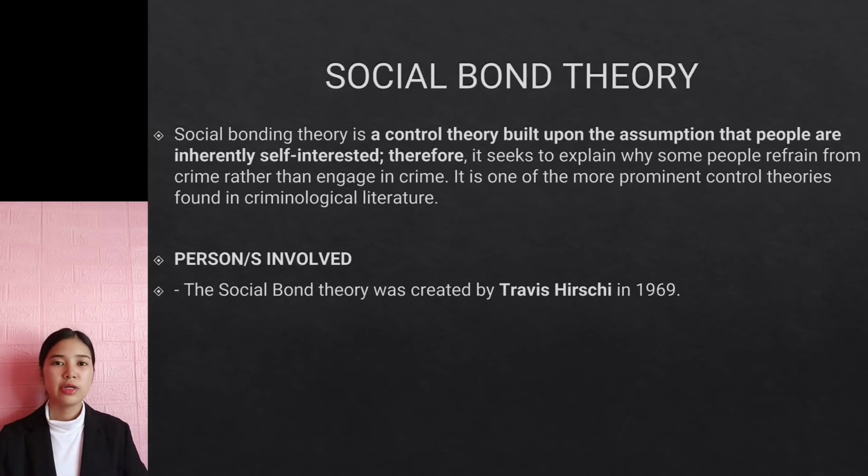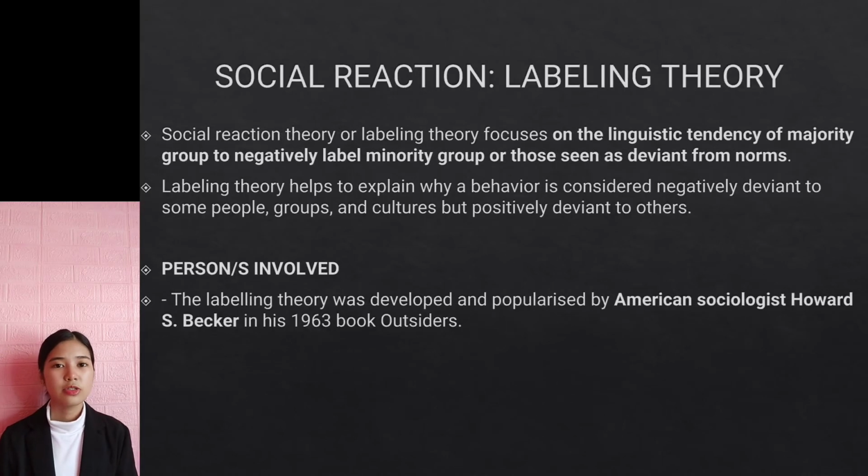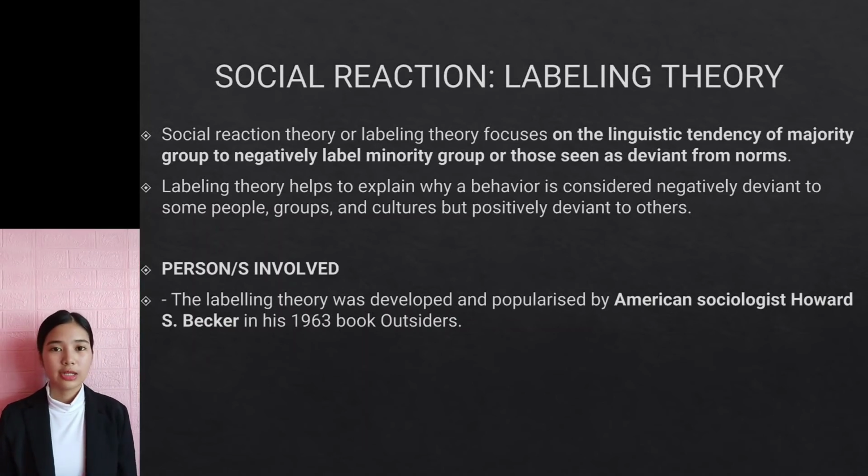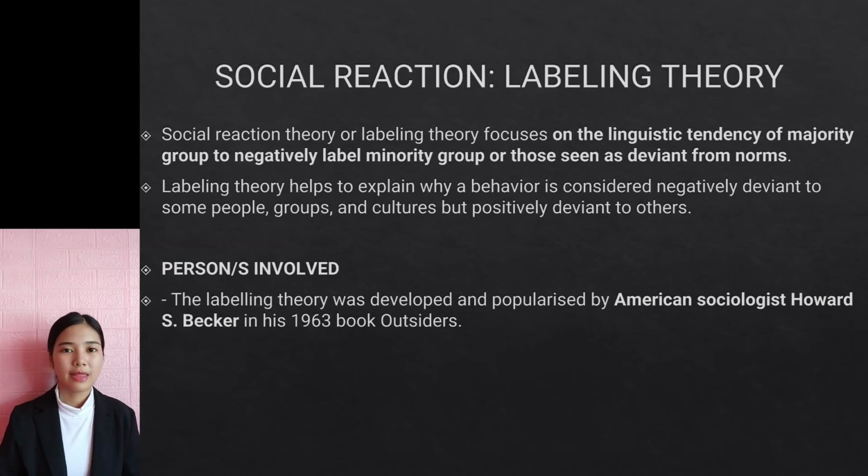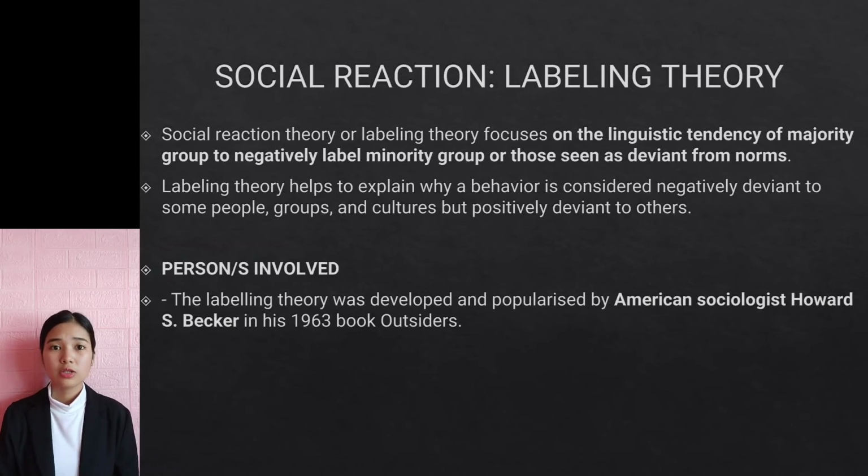So the person involved here was Travis Hirschi in 1969. So, social reaction labeling theory. Social reaction theory or labeling theory focuses on the linguistic tendency of the majority group to negatively label minority groups or those seen as deviant from norms. Social reaction theory claimed that the process of defining and suppressing deviance is important to social solidarity.